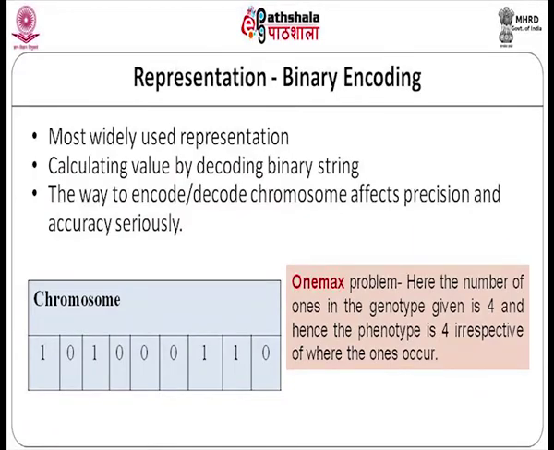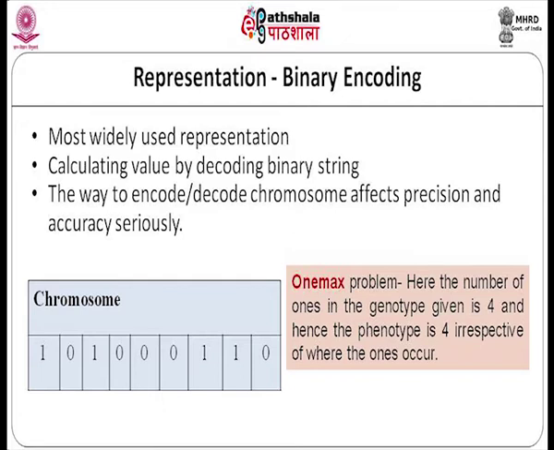So, first we look at representation. Representation is an important aspect of genetic algorithms. There are different types of representations. We are first going to look at a particular representation called binary encoding. This is the most widely used representation, and it is calculating the value by decoding a binary string. That is how this is done. And the way to encode or decode a chromosome, please remember, affects the precision and accuracy very seriously. So, this representation is an important aspect of genetic algorithms.